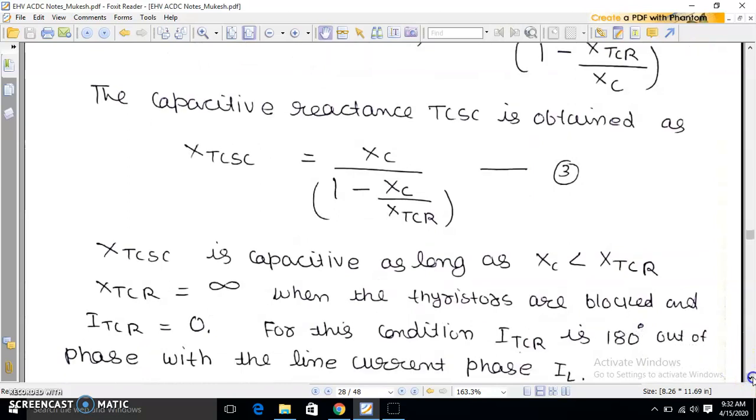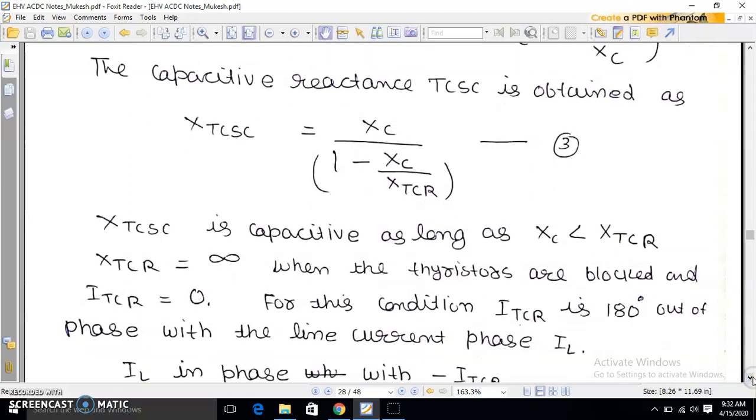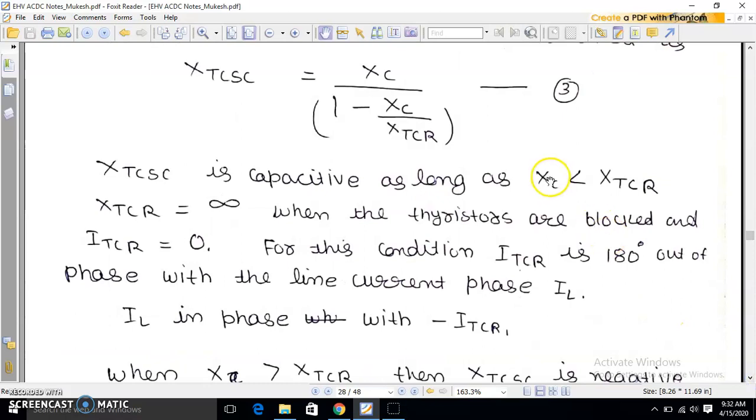Here X_TCSC is capacitive as long as XC is less than X_TCR. As X_TCR is infinite when the thyristors are blocked, I_TCR becomes 0. For this condition, I_TCR is 180 degrees out of phase with the line current IL. IL is in opposite phase with I_TCR.